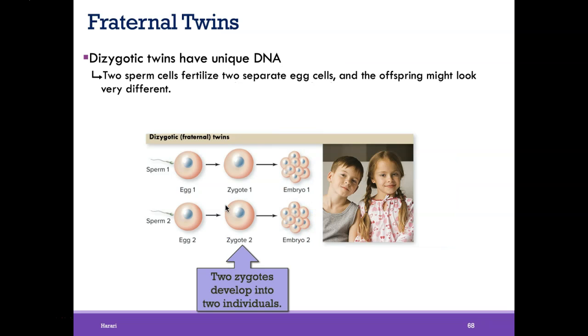The other types of twins are called fraternal or dizygotic twins. And in this case, two eggs happen to be fertilized by two separate sperms. So instead of one egg being ready to be fertilized, two eggs are ready to be fertilized. And two separate sperm cells fertilize two separate eggs. And that makes two separate embryos that are no more related than any brother and sister that are born 10 years apart. So two zygotes develop as two separate individuals. So again, they only share 50% of the genetic information.